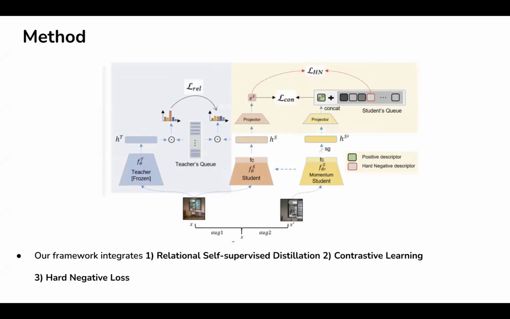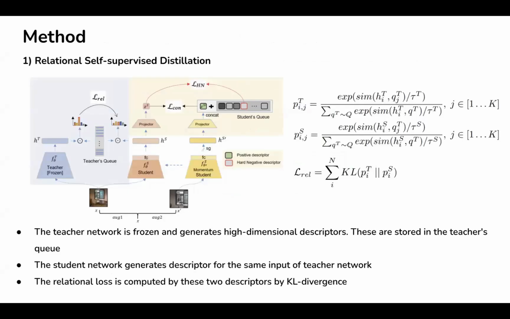In RDCD, the student network is trained using three different objectives. Our framework integrates relational self-supervised distillation, contrastive learning, and hard negative loss. First, we use a relational loss, which ensures that the relational structure of the embeddings in the student's space matches that of the teacher. For this, we calculate similarity distributions for both the teacher and the student. These distributions are computed using cosine similarity across the embeddings in their queues.